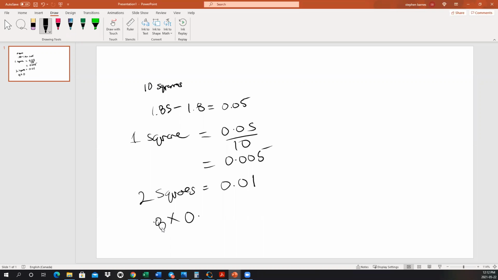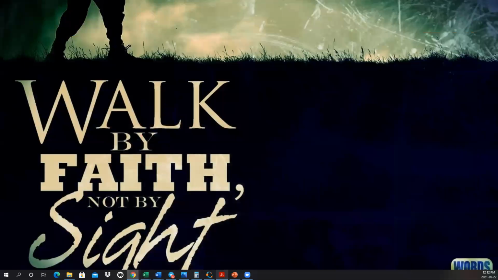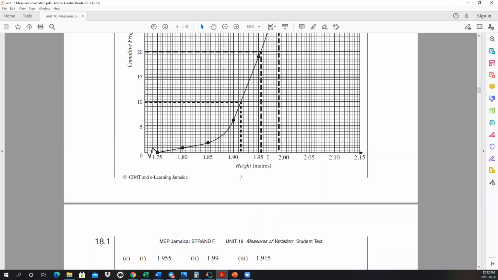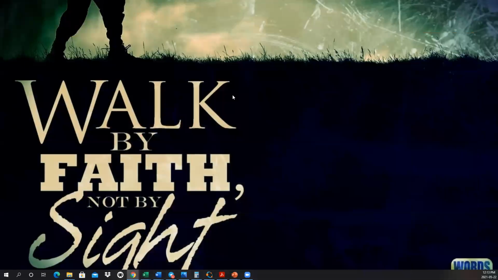8 times 0.005. How much is that? So this should be, off the top of my head, 0.04. Right? So you would get this. So in the question around here, this is 9. So this is 1.95 plus 0.04, because 0.04 would carry here, which is 1.99. Hopefully you see that. Okay.